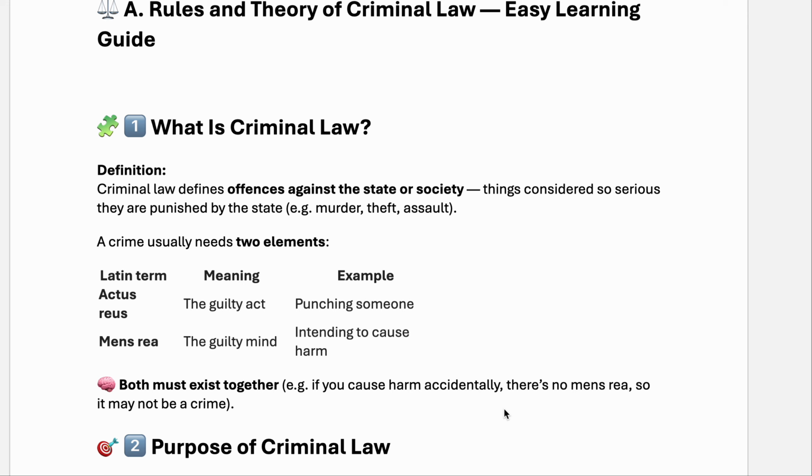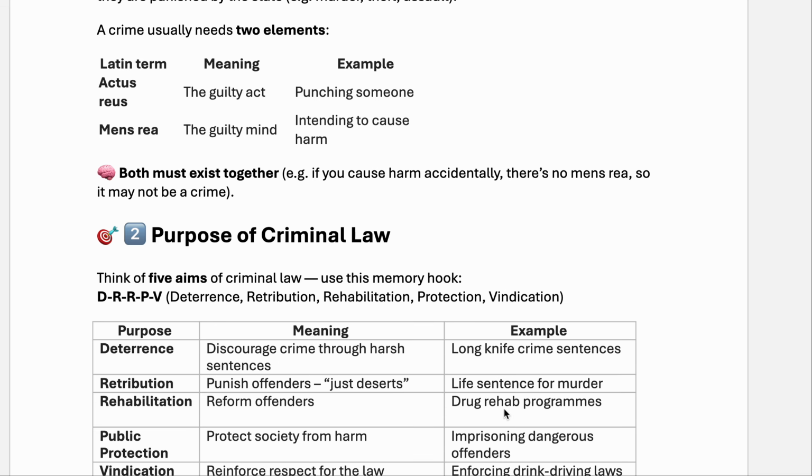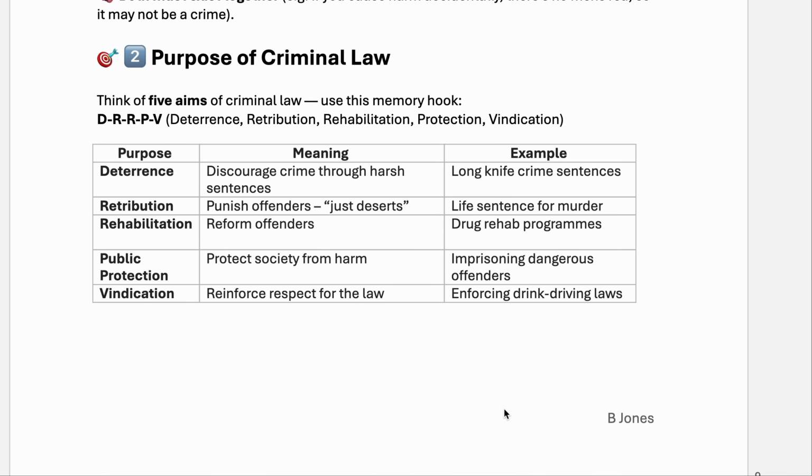There are some exceptions, some rare strict liability offences where intention doesn't matter. And also a crime must be punishable by the state and not just frowned upon in social circles. Let's move on to the purpose of criminal law.